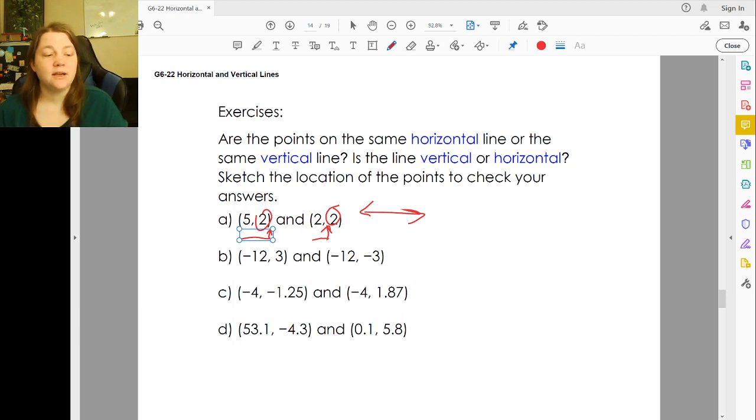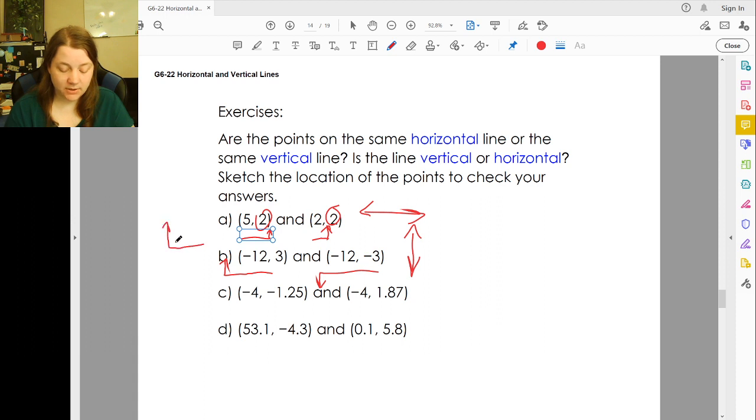For letter B, negative 12, positive 3, and negative 12, negative 3. So that means we're going to run negative 12 and jump 3, or run negative 12 and fall 3. We can see that they're going to go in different directions vertically. We can also line it up this way. And we can see they're going to fall on the same line.